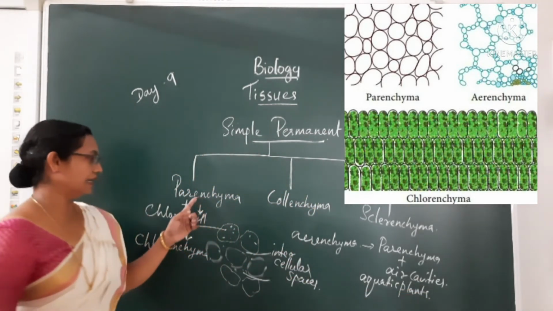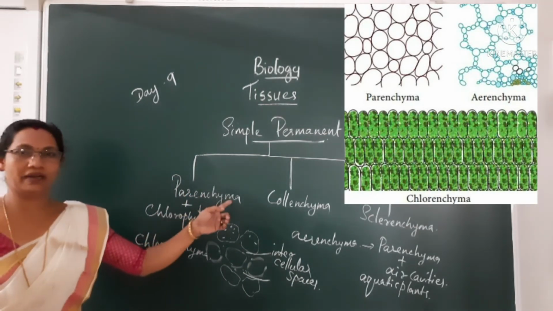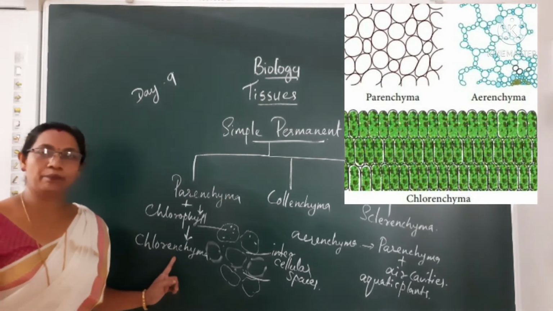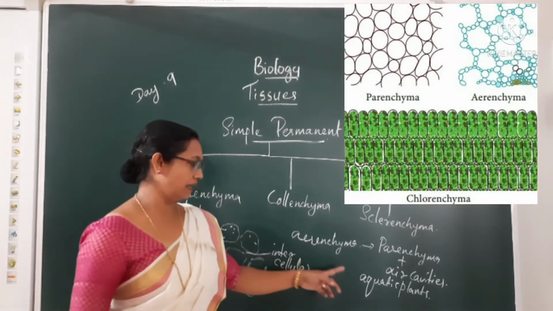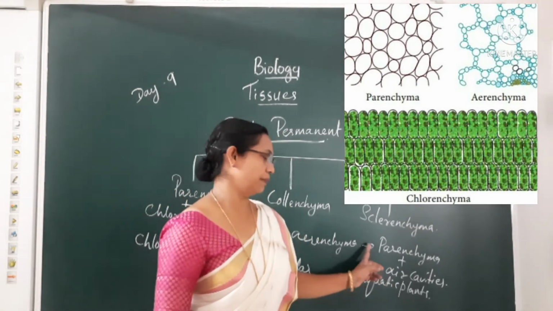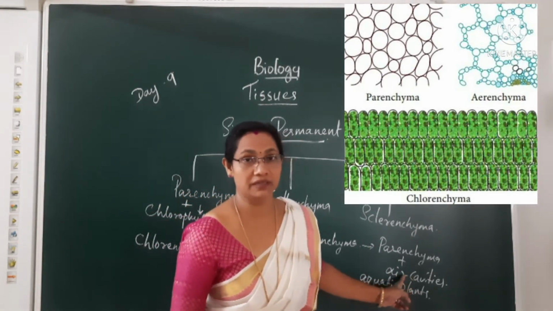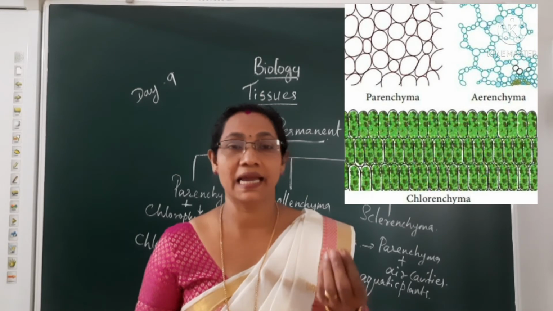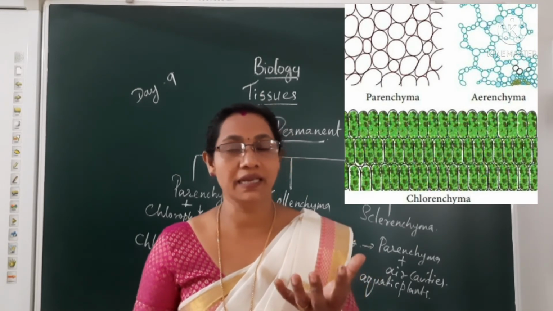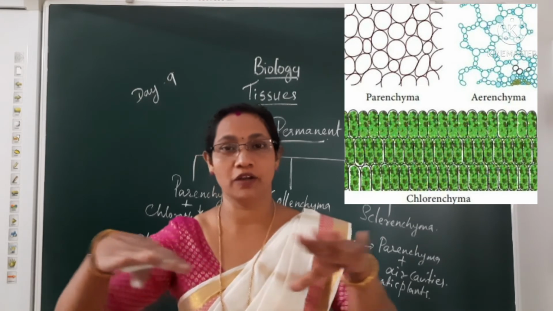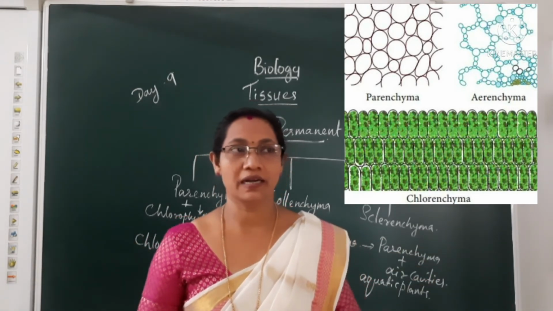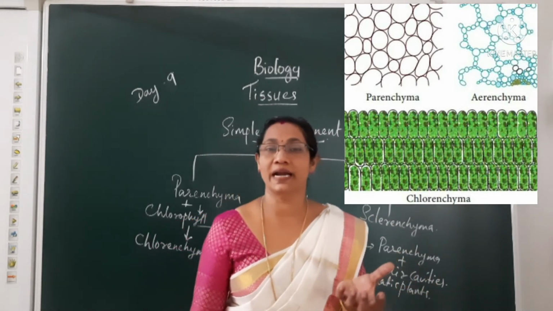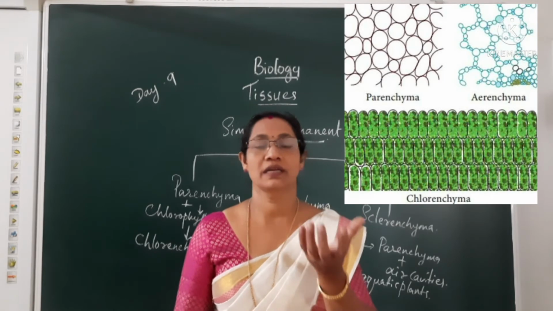So mainly there are two types of parenchyma. Parenchyma with chlorophyll, chlorenchyma, that is present in the green part of the plants, and aerenchyma in aquatic plants, the parenchyma with the large air cavities. This aerenchyma provides buoyancy to the plants for floating on the water. These aerenchymatous tissues help them to float in the water. So that provides buoyancy to float in the water.